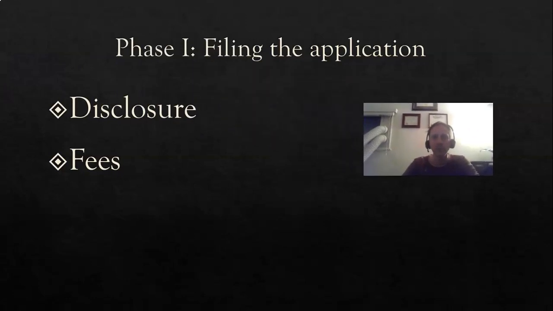Let's get into the three phases of your patent's lifetime, basically. Phase one is filing the application. Basically, that means getting it from your head into the patent office. And the two major requirements of you at this phase are disclosure and fees. Disclosure means that you must fully describe your invention and the prior art to me, your attorney, and then of course you must pay fees.